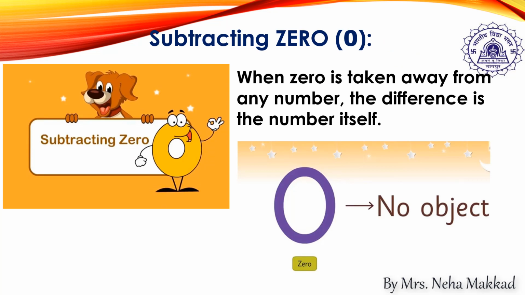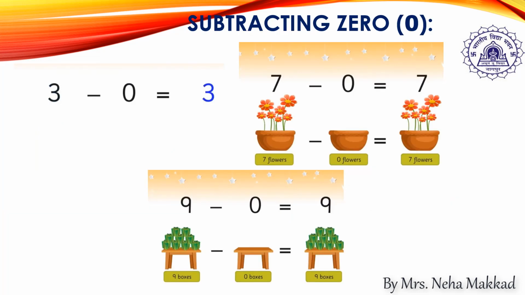Now, there is one rule of subtraction for 0. When 0 is taken away from any number, the difference is the number itself. Now children, 0 has no value, or it is also known as no object. So when we are taking away something which has no value, we get the number itself. Like for example, in this slide, 3 minus 0 is equal to 3.